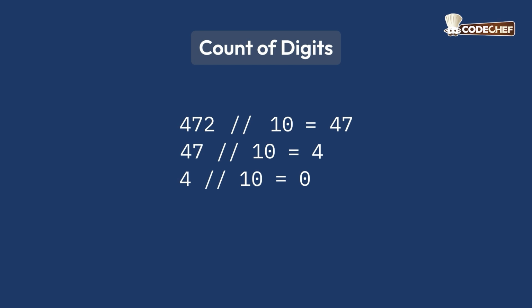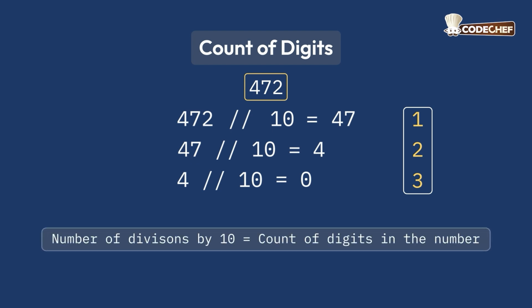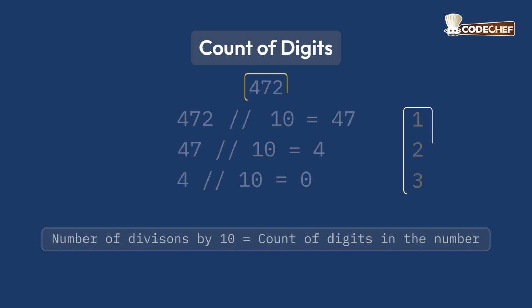Now, check the count of divisions we performed. It is 3. The count of digits in the original number is also 3. So basically, the number of times we can divide a number by 10 is equal to the count of digits in that particular number. Let's code this out.